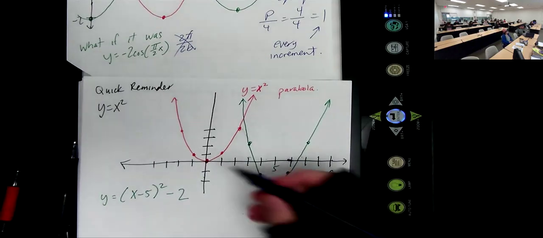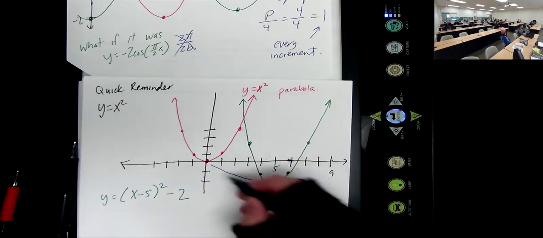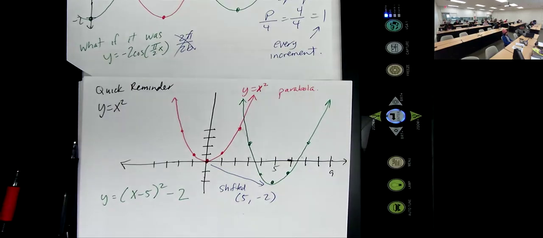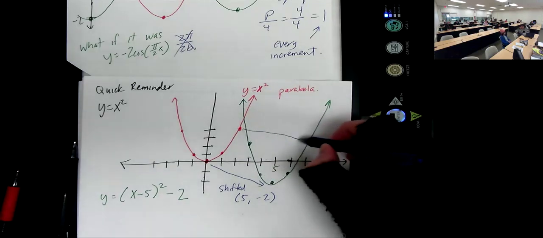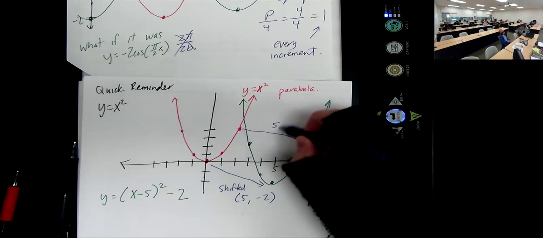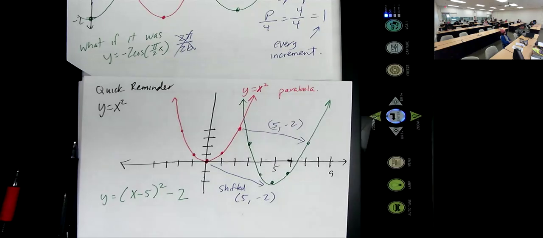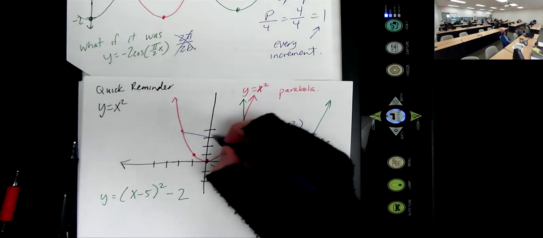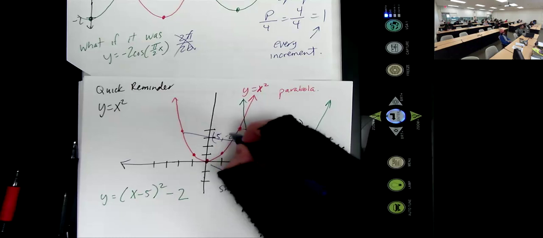Each point has been shifted 5, -2. If I graph better, it would look a little bit more like it.